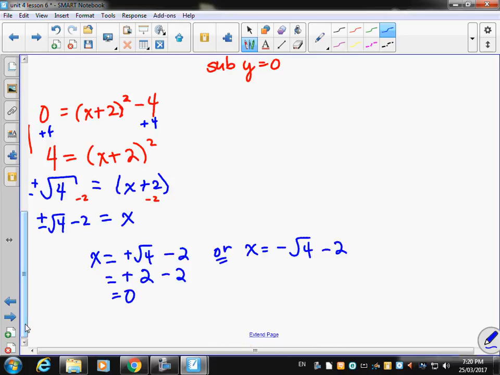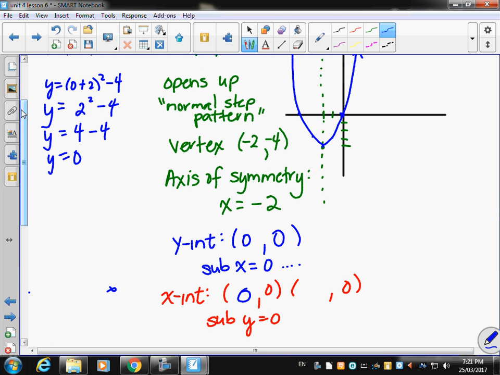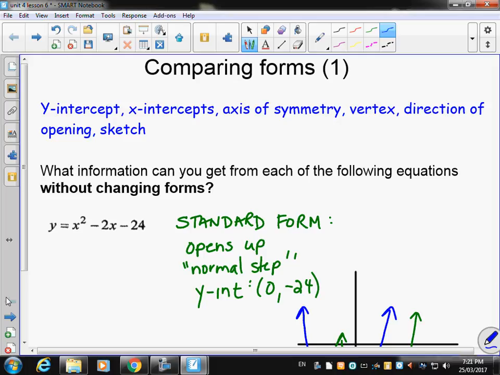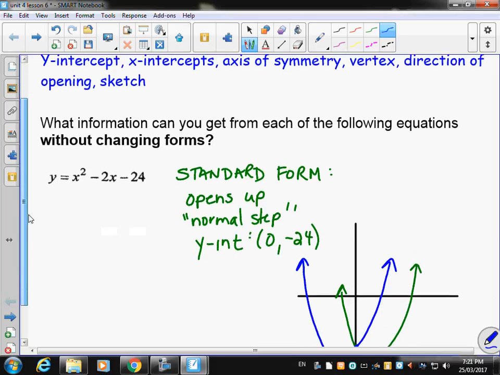Let's look at the second one. The second one is the negative of the square root of 4. Square root of 4 is 2. And negative 2 subtract 2 is negative 4. Got it. So in this form, vertex form, we found every single thing without changing forms. The x-intercepts were a little tricky because we had to solve, but the rest of them we could find with no problem at all. Whereas standard form, we could find fairly little unless we're willing to change forms.